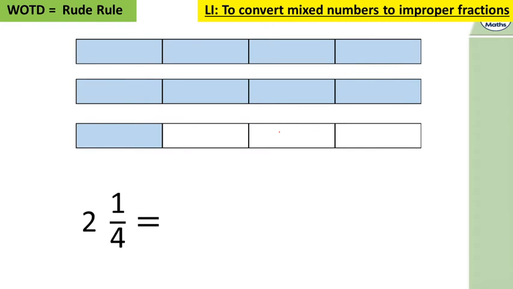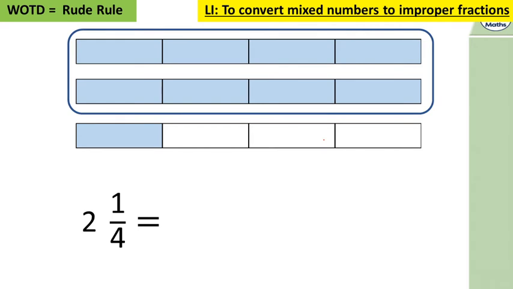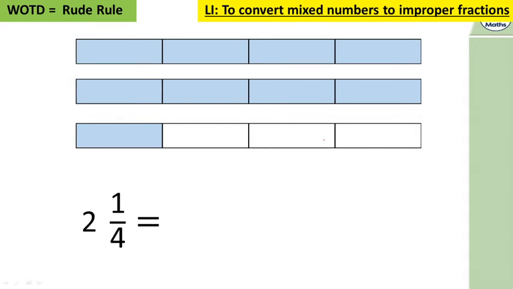Okay, so this is another way of looking at it. Remember, each bar is worth a whole. And if it's all shaded in, you get a whole. If it's not, then you get fractions. So we have 2 wholes plus 1/4. 2 wholes, 1 whole, which is 4/4. Another whole, which is another 4/4. And then we have 1/4.